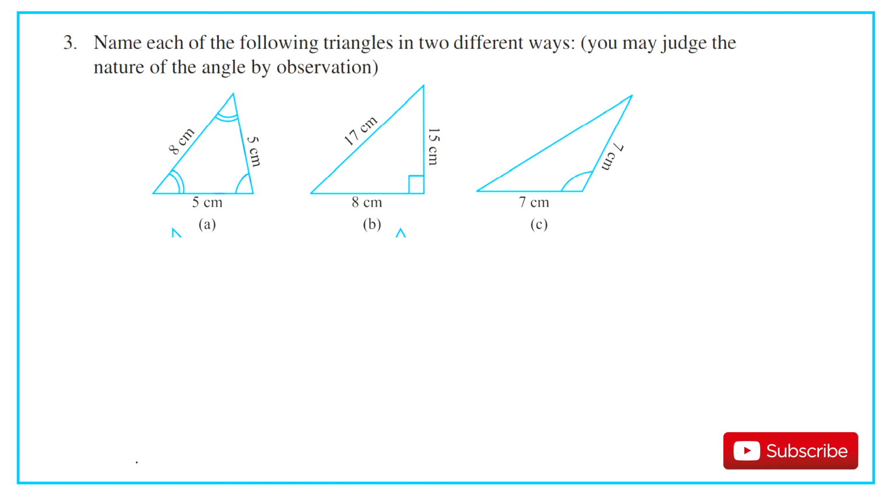So the third question says, name each of the following triangles in two different ways. You may judge the nature of the angle by observation. So class, here we will identify in two ways. Let me do the A part on the basis of angle and on the basis of sides. On the basis of angle, it looks like an acute angle triangle, and on the basis of sides it looks like an isosceles triangle.